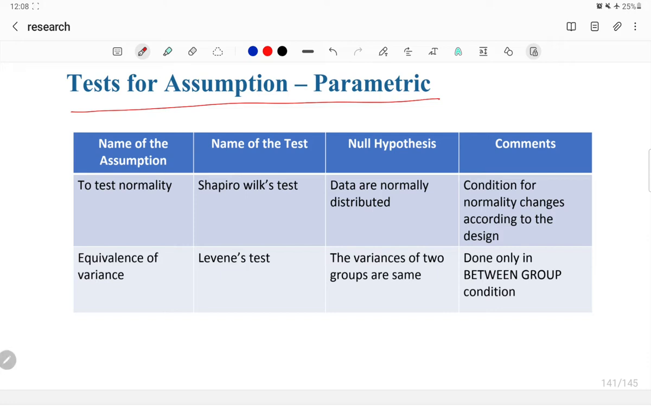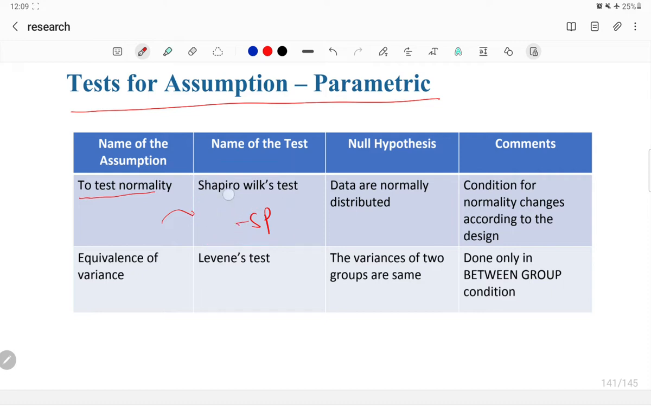But there are statistical tests to check the normality. The name of the assumption is to check normality. The test is given as the Shapiro-Wilk test. You don't have to do this test by hand. There's a software called JASP we mostly use in research methodology to do these tests. You just have to input the data and the result will come.